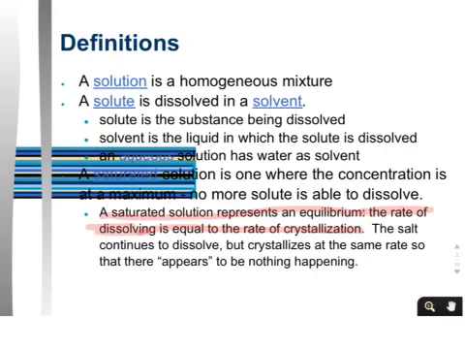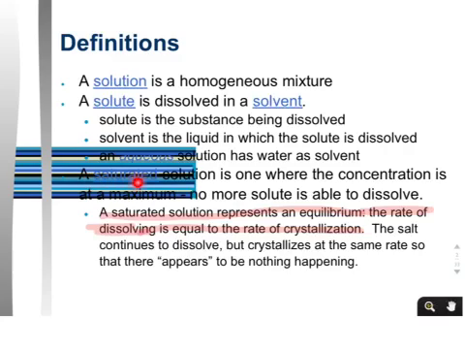Alright, again, the definitions you need to know for this unit. A solution is a homogeneous mixture. Homo means the same throughout. We're assuming that you stir your solute and your solvent completely. Solute is dissolved in a solvent. The solute is the substance being dissolved. Solvent is the liquid where the solute is dissolved.